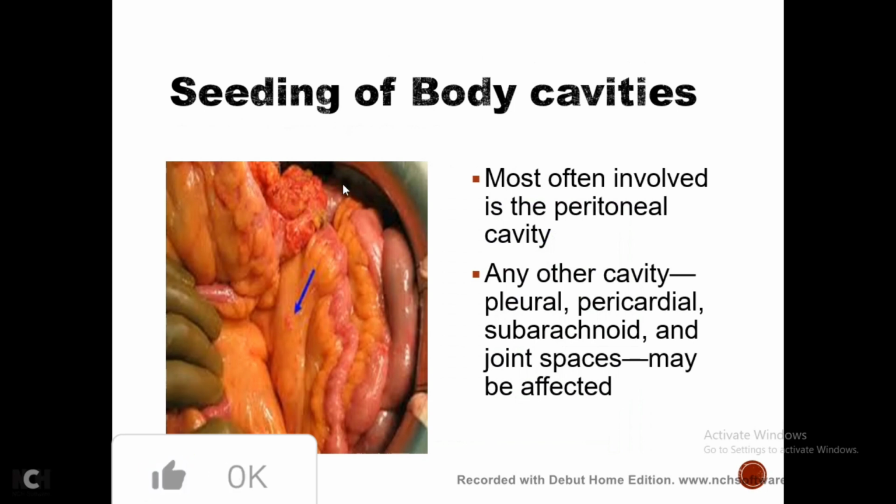Again, one of the gross pictures showing you these tumor deposits within the peritoneum, and this may be coming from the colonic tissue. Most often the peritoneal cavity is involved, but any other cavity, that is pleural, pericardial, subarachnoid, and joint spaces, can be involved. Subarachnoid is in the brain. Joint spaces are found all over the body. So there are a lot of chances of seeding of these tumor cells within these cavities. So one has to be really careful when a doctor or physician is dealing with malignant tumors.